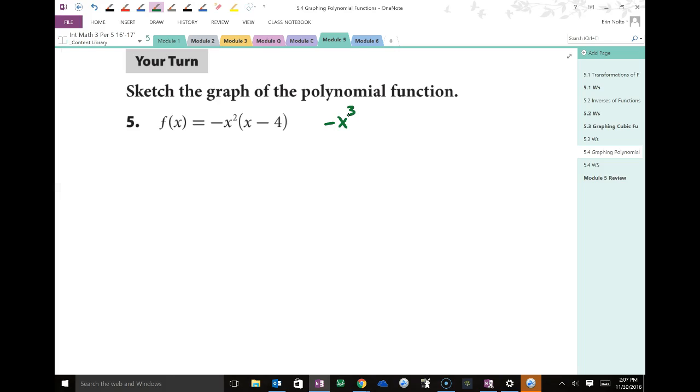Okay, so it goes like this, right? How do you know that? Because it's a negative. It's flipped upside down. Which negative says that? The very front negative. Okay, where does it cross the x-axis? Guys, quit talking in the back. At 4. Look at the function. Where does it cross? 0.